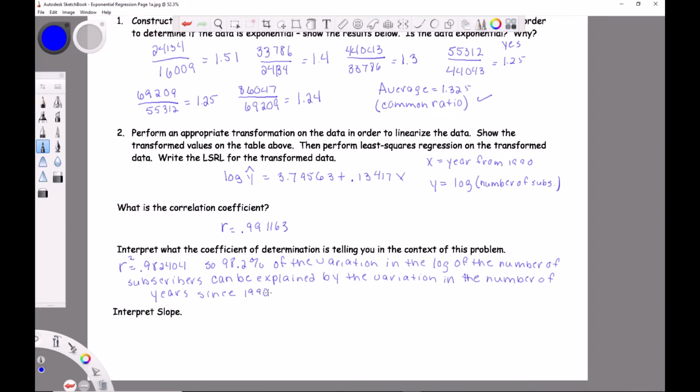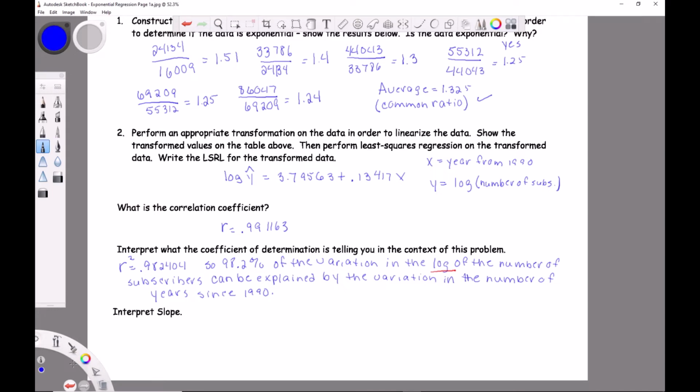And you'll notice that it's following the usual script that we normally follow whenever we are doing this as a linear model. The only difference is this word right here, in the log of the number of subscribers. All right, so yeah, let me get back to the blue.